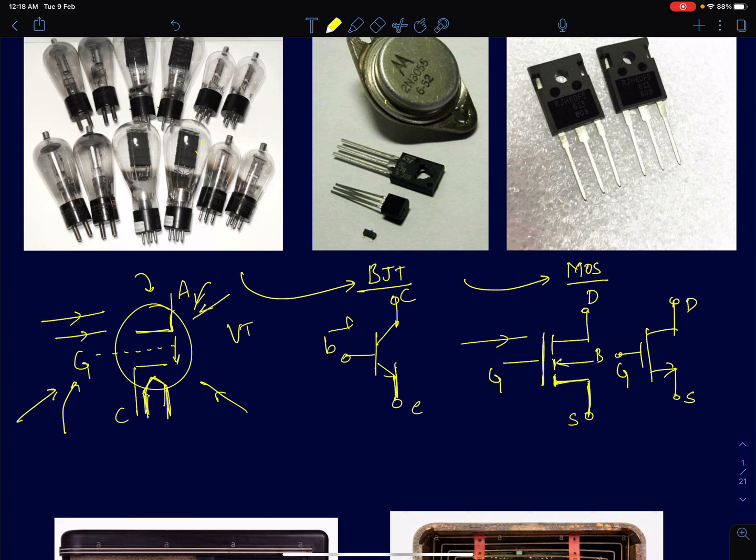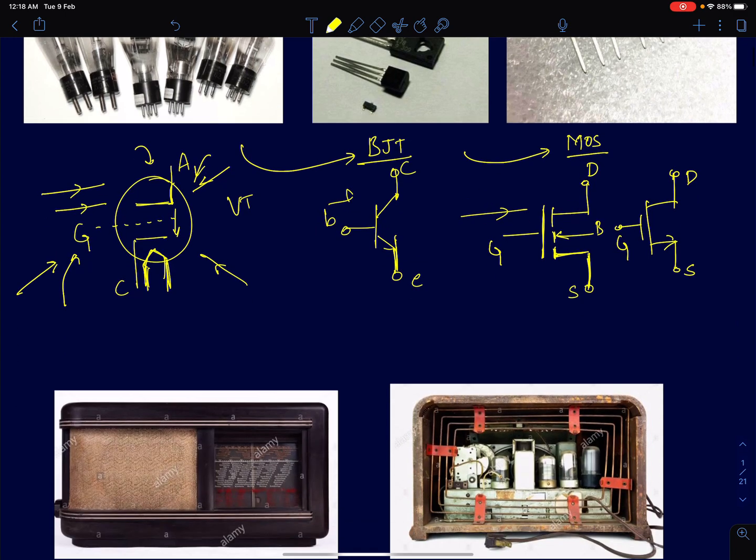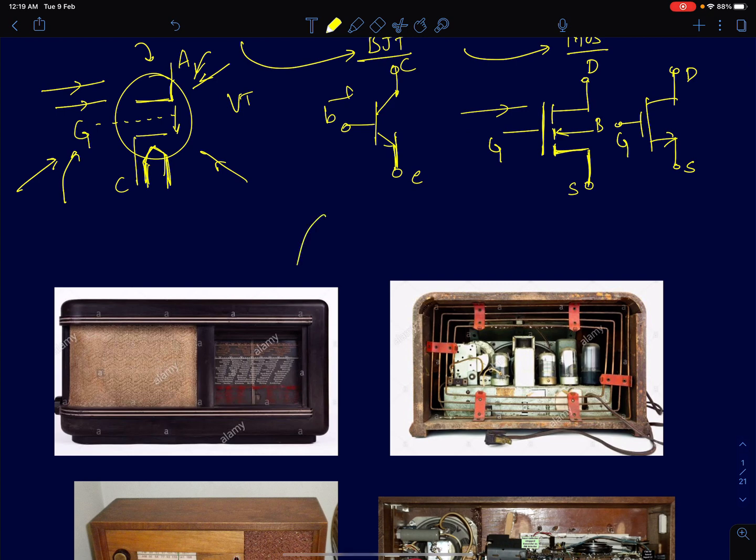Vacuum tube amplifiers were also used in the first generation computers which were used during World War II. Shown here is a picture of a radio built using vacuum tube amplifiers. The vacuum tube amplifiers can be seen inside the radio.